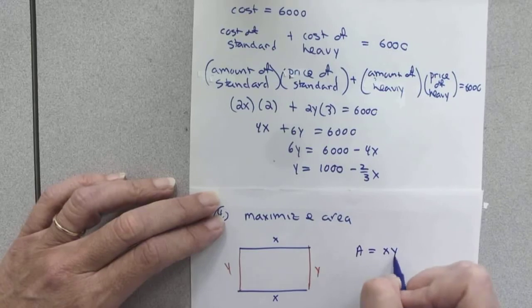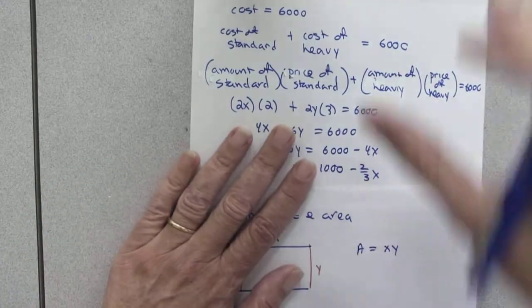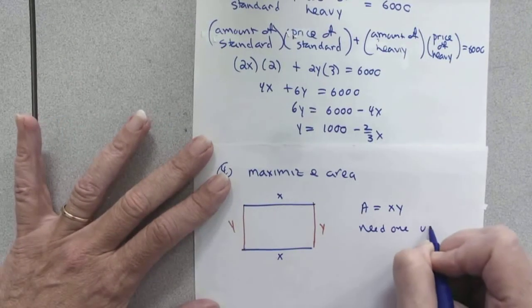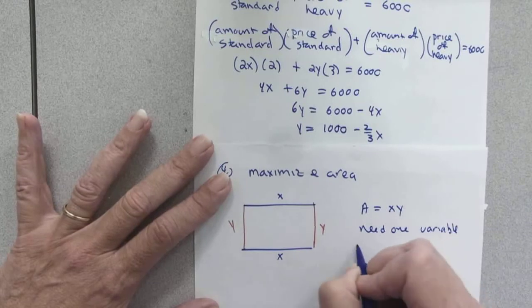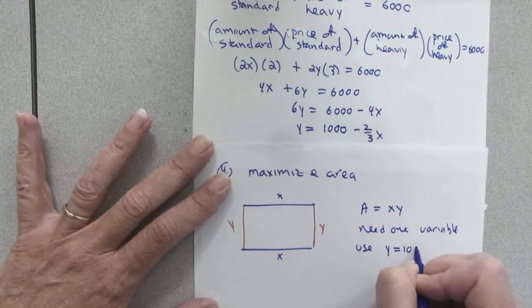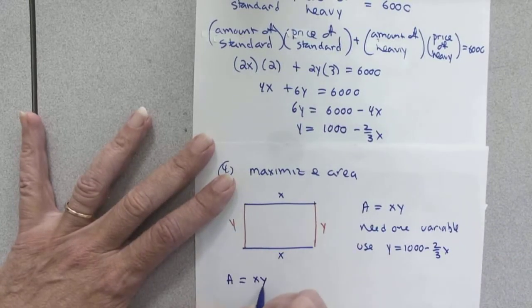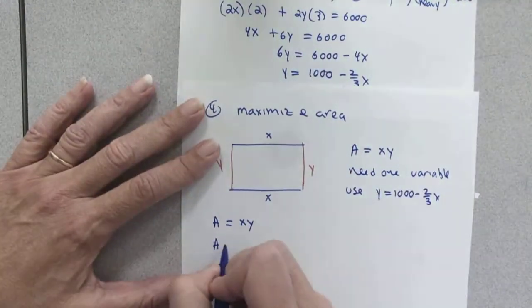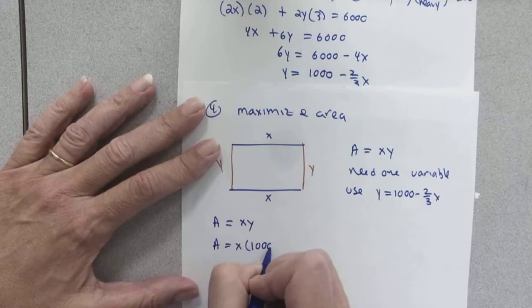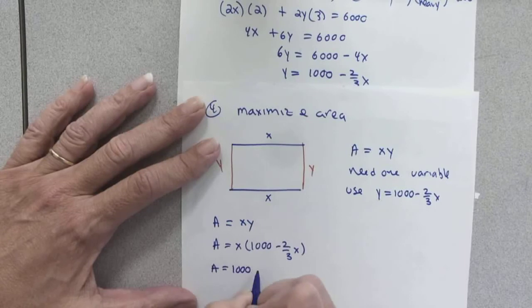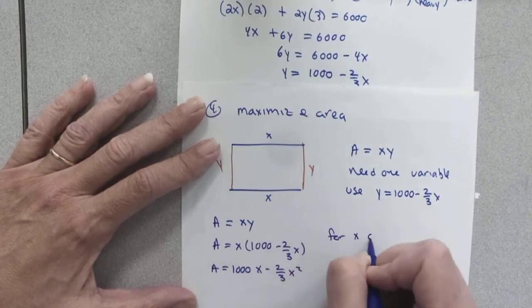So area will be x times y, but we need one variable. So I will use that y is 1,000 minus 2/3 x. So area equals x times y. Area equals x times 1,000 minus 2/3 x. And so area equals 1,000x minus 2/3 x squared.